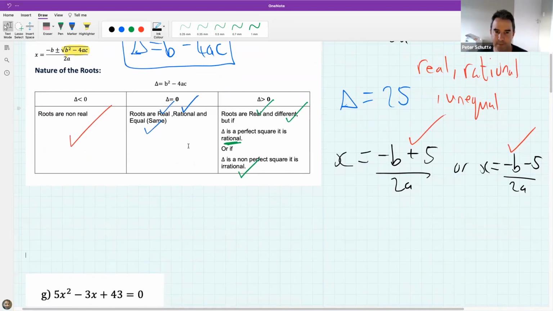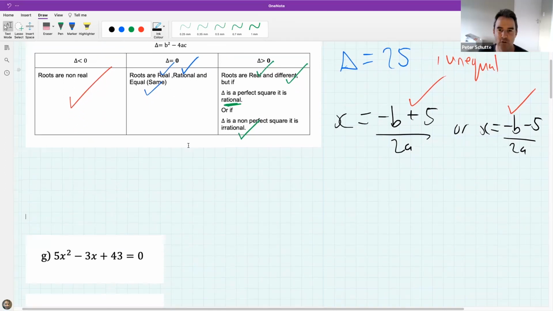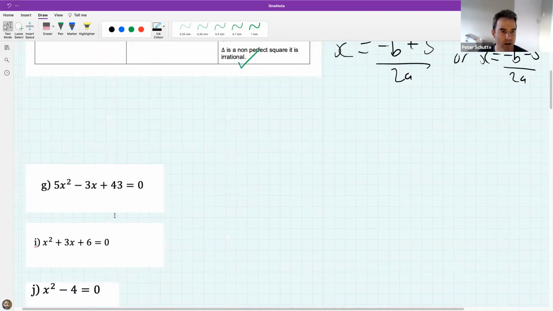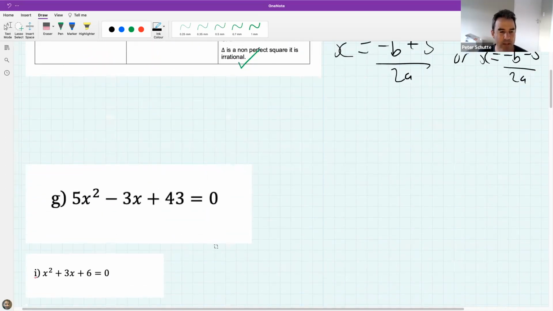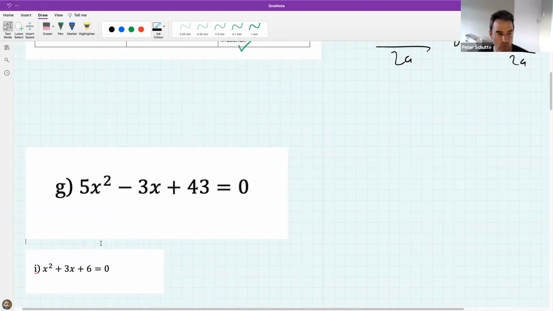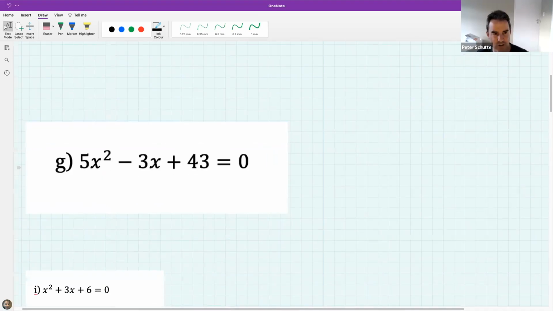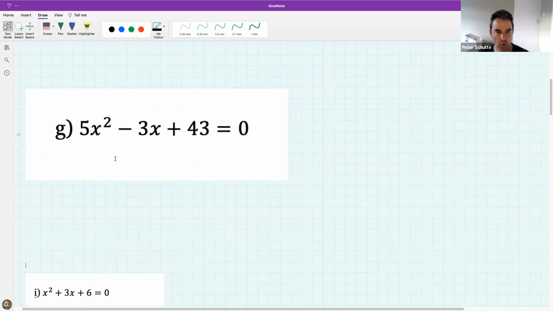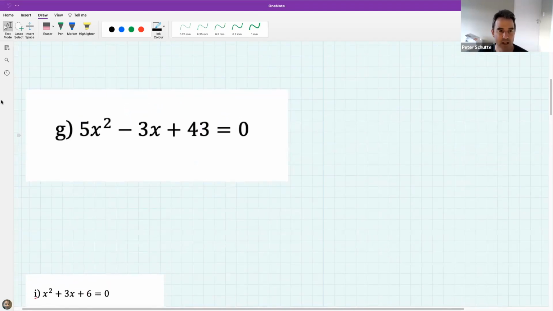just to check. Oh, in fact, I tell you what, let's do a practice one here. I want you to tell me what the nature of the roots are without solving this equation, a g. So off you go. Here is an equation. I don't want you to solve it, but I want you to classify the nature of the roots by finding delta. And then we'll check if your understanding is kind of how it is.